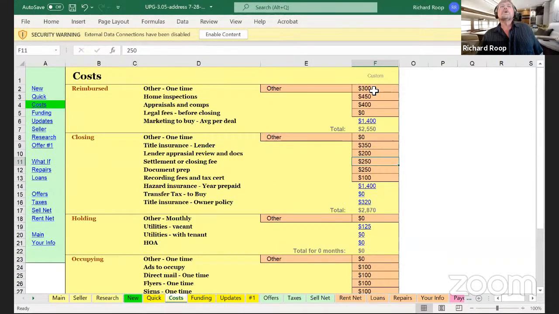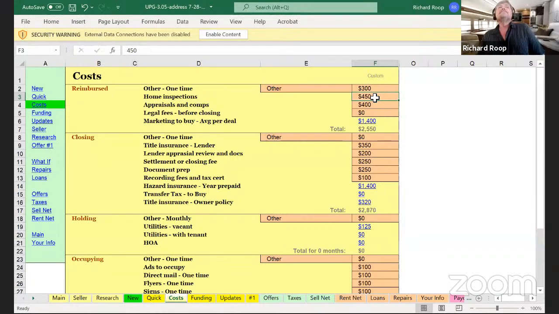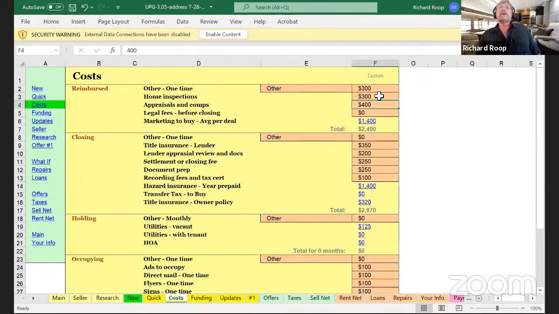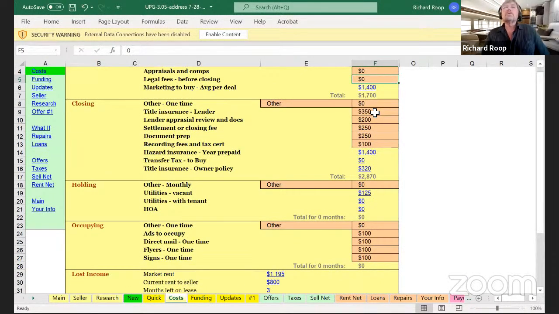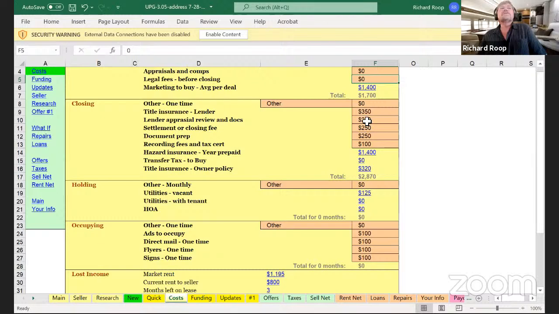Typical. Would you do home inspections? Yeah, I would definitely do that. How much? $300. Okay, so this is money we would normally be out of pocket before we close and get back when we close. Would you do an appraisal? No, I don't need to do an appraisal. All right. And would you close it with an attorney or title company? It sounds like it, right? Yes. Okay, so it looks like I got about $1,500 in here.